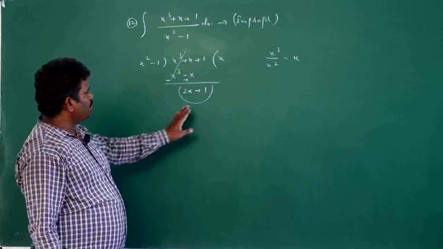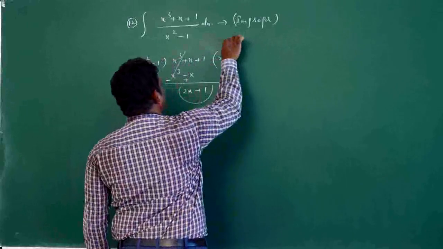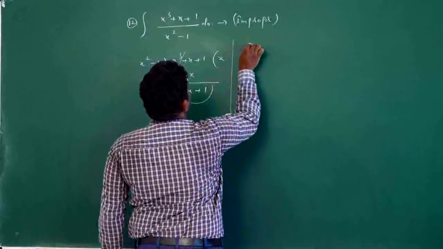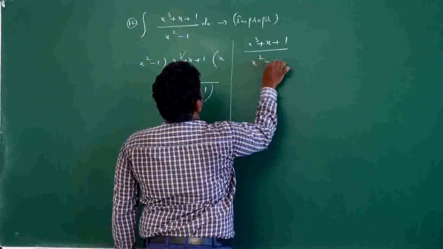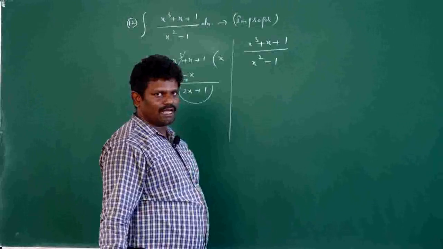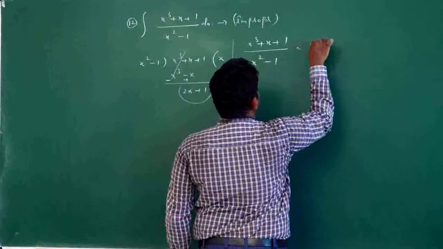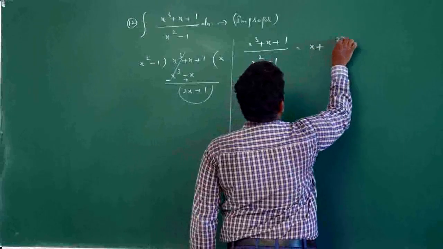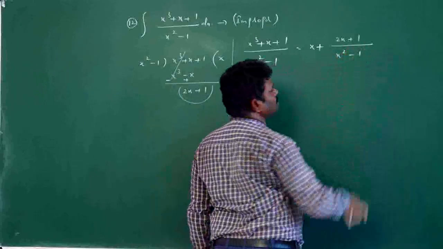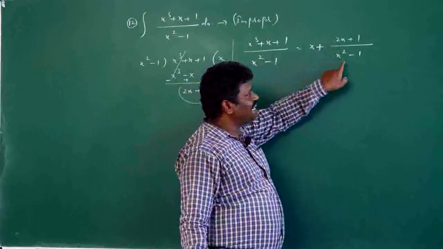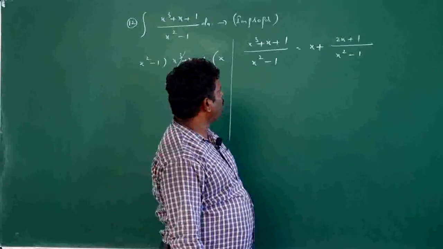Now we apply the division and write the improper fraction. The given improper fraction, x cube plus x plus 1 by x square minus 1, can be written as x plus (2x plus 1) divided by (x square minus 1). Now here the degree is 1 and here the degree is 2, so this is the proper fraction.